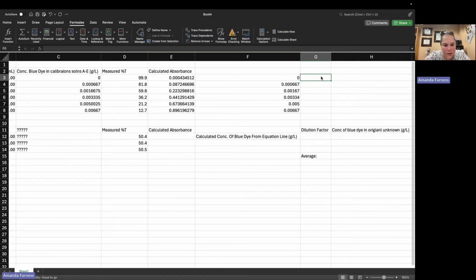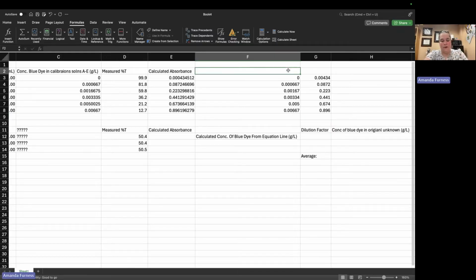And then our absorbance values would be 0.0343, 0.0872, then 0.223, 0.441, 0.674, and 0.896, because we can have 3 significant figures of them. Okay, so there's also a reason why I transcribed these over here.